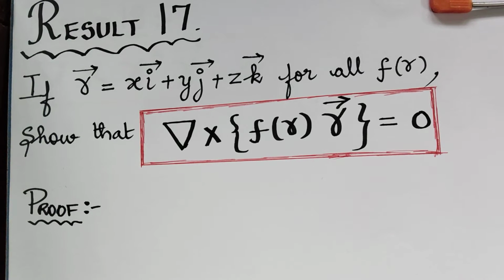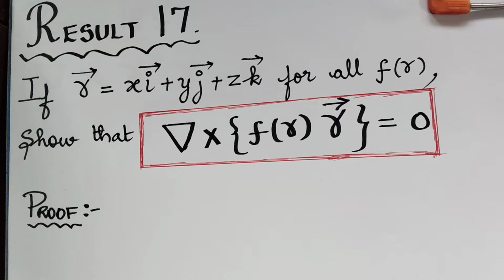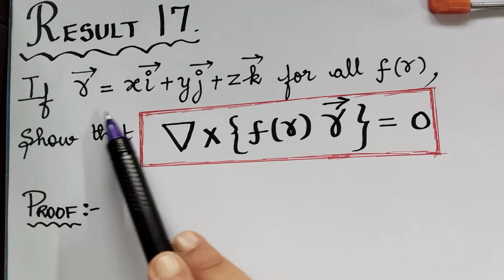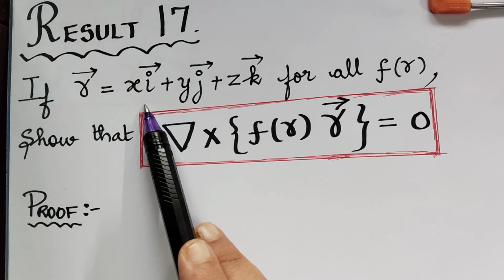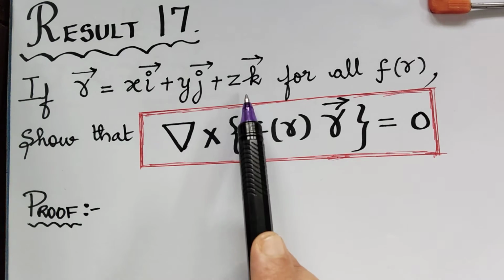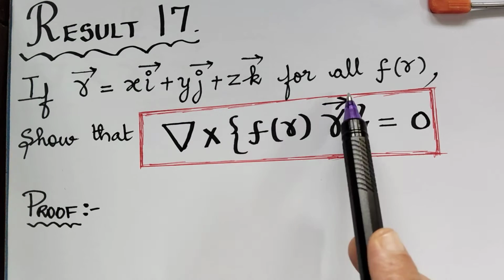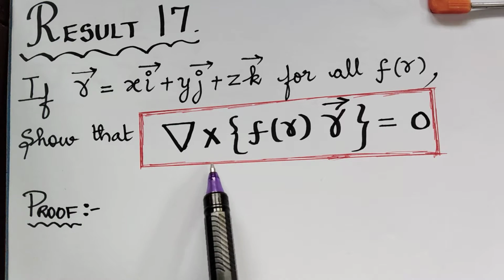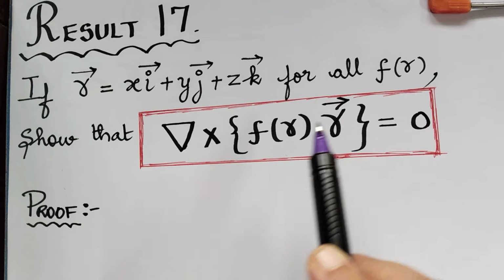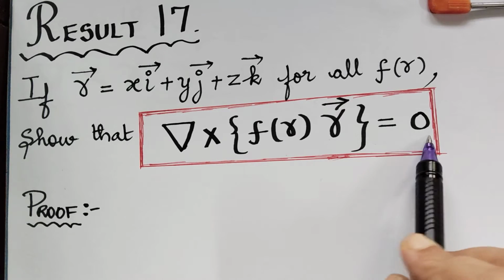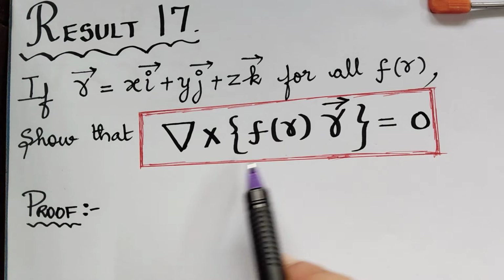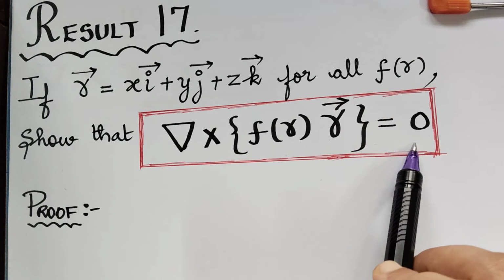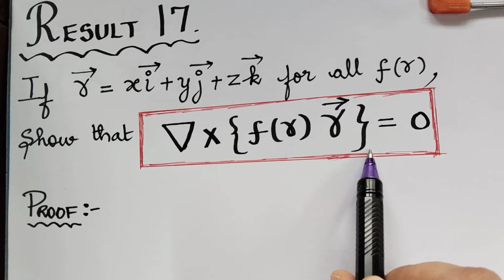Hello students, under the topic vector differentiation, here we have result 17. It is given that r vector is equal to xi vector plus yj vector plus zk vector. For all f of r, we have to show that nabla cross f of r r vector is equal to 0. That is, the curl of f of r multiplied with r vector will be equal to 0. So we have to prove this result now.